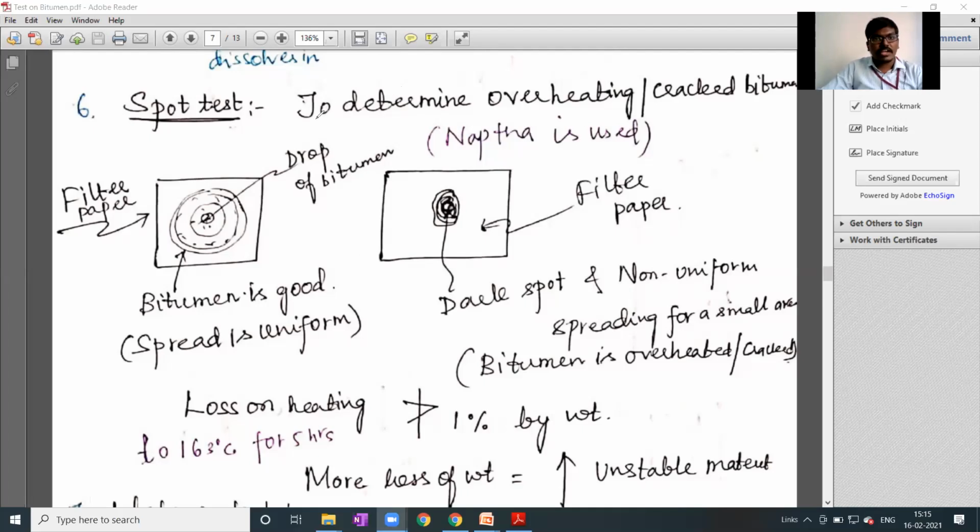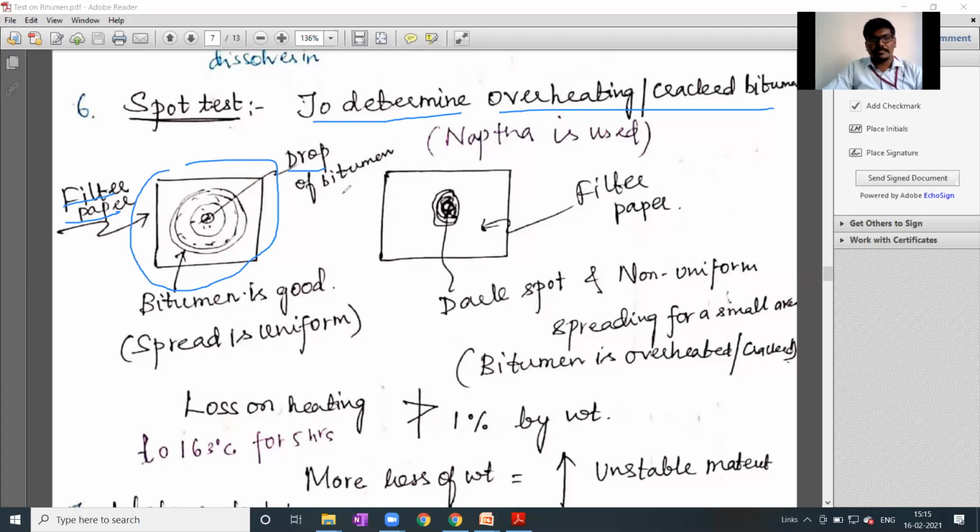So listen here carefully. The spot test is mainly to determine overheated or cracked bitumen. To determine whether the bitumen you have is good bitumen, cracked bitumen or overheated bitumen, we need to take a filter paper. Filter paper will be easily available in your laboratories.